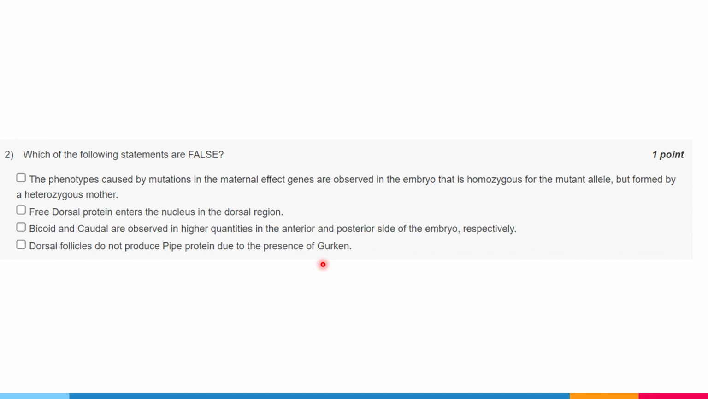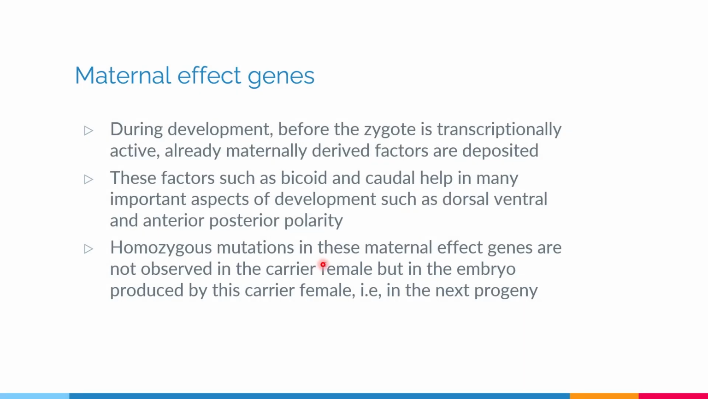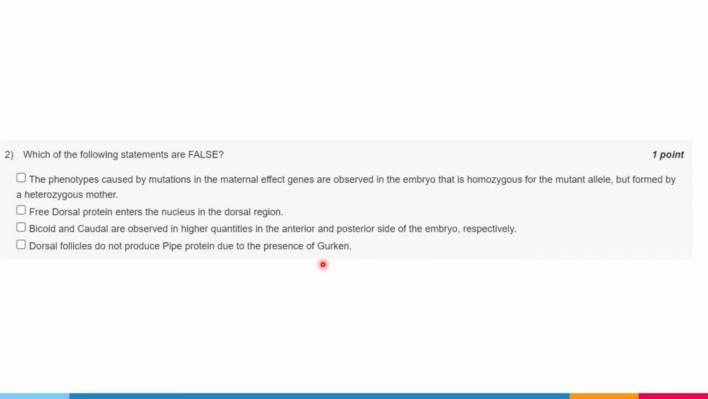Okay, so for these three, we have already seen for the first one, that dorsal protein enters the nucleus in the dorsal region. That is not correct, because we have seen that dorsal enters the nucleus only in the ventral cells of the embryo. Bicoid and caudal are observed in higher quantities in the anterior and posterior side of the embryo respectively.